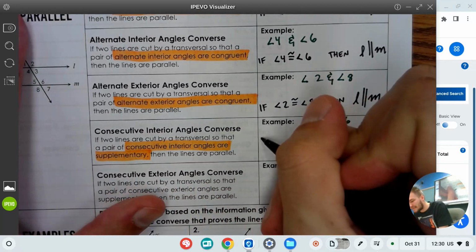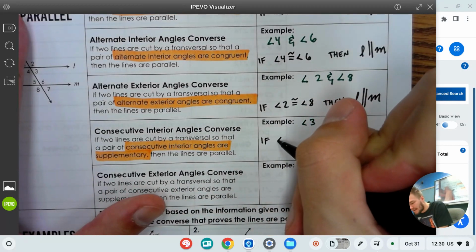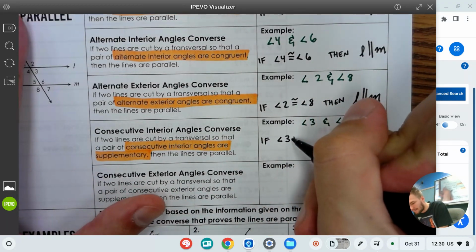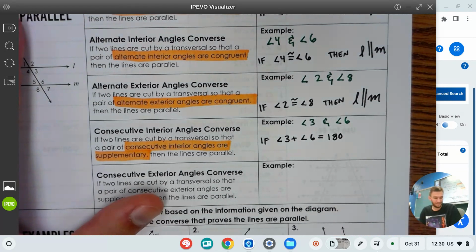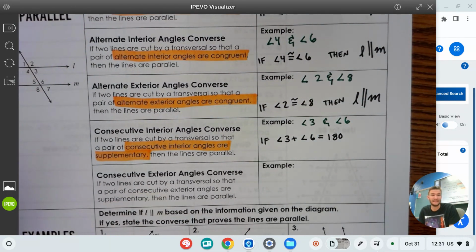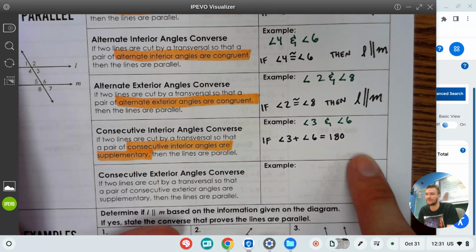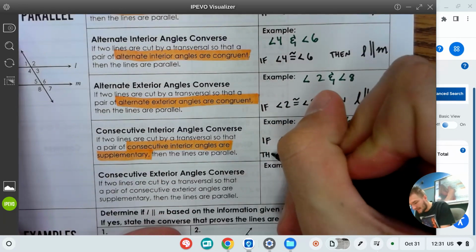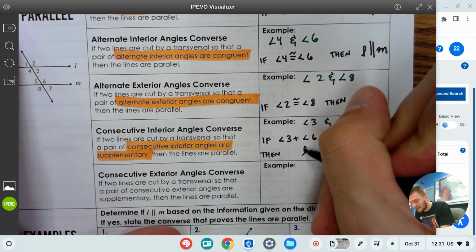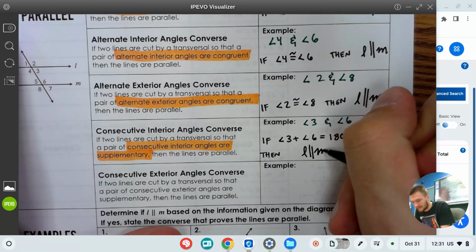We say if angle 3 plus angle 6 equals 180, because that's what it means to be supplementary. That's exactly what we were doing yesterday when we were looking at those equations and trying to solve those things out with a little bit of algebra. Then L is parallel to M.